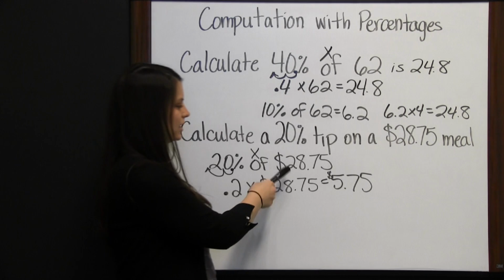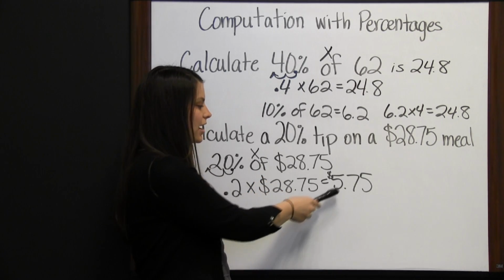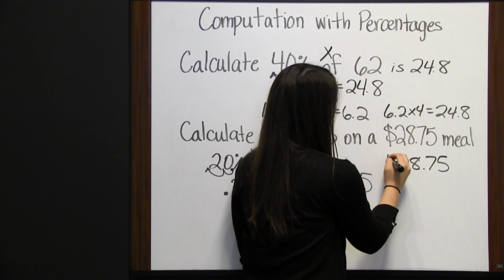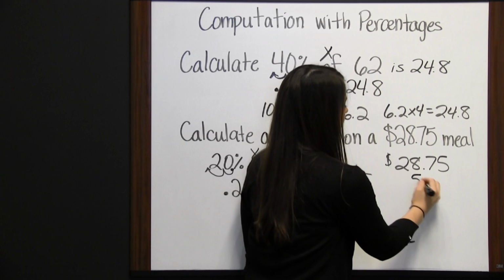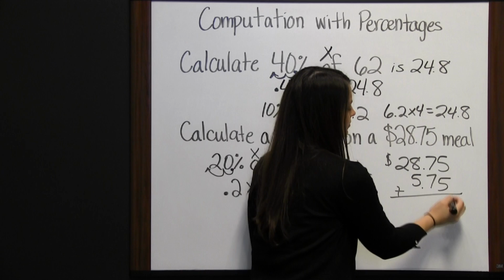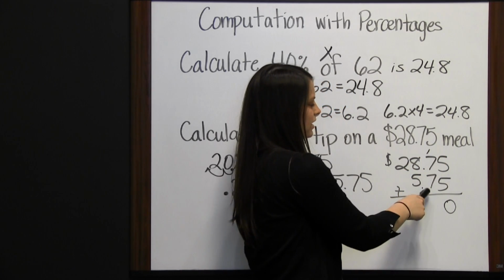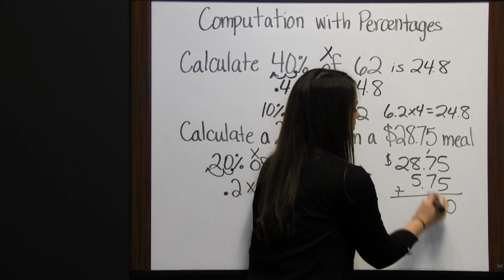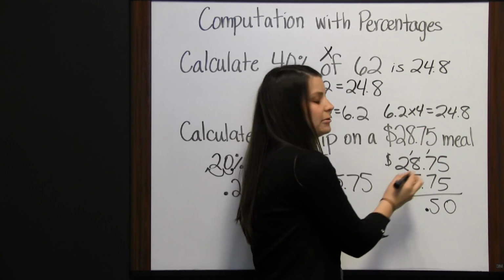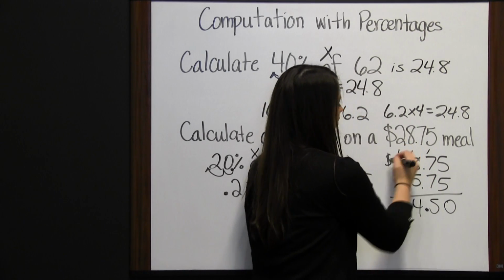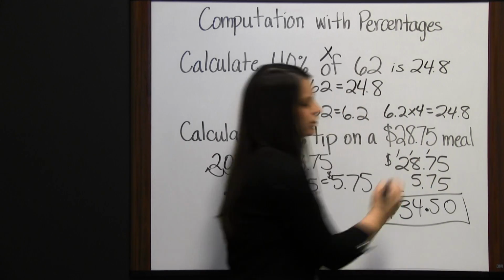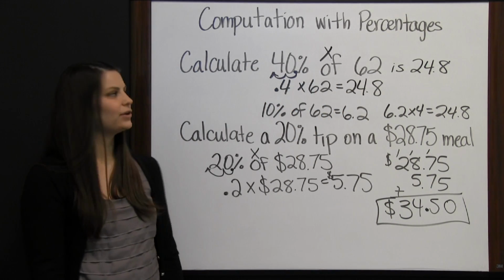Well, our total bill would be how much our food costs plus how much we're leaving in a tip. So $28.75 plus $5.75. 5 plus 5 is 10. Write your 0, carry your 1. 7 plus 7 is 14. Plus 1 is 15. Carry your 1, bring down our decimal. 8 plus 1 is 9, plus 5 is 14. Write your 4, carry your 1. 2 plus 1 is 3. So our total bill would be $34.50 with the tip included.